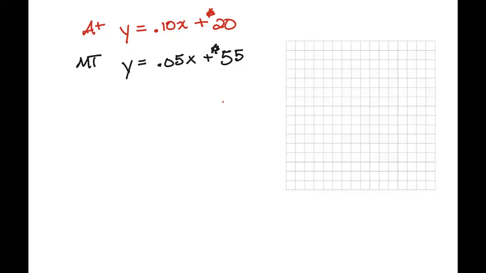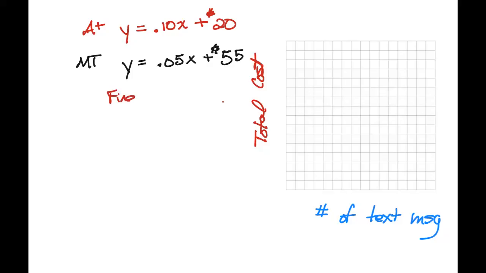What is it? Yes, down on the x-axis is number of text messages. Number of text messages. What's over on the y-axis? Total charge, total cost. Yes, total cost.